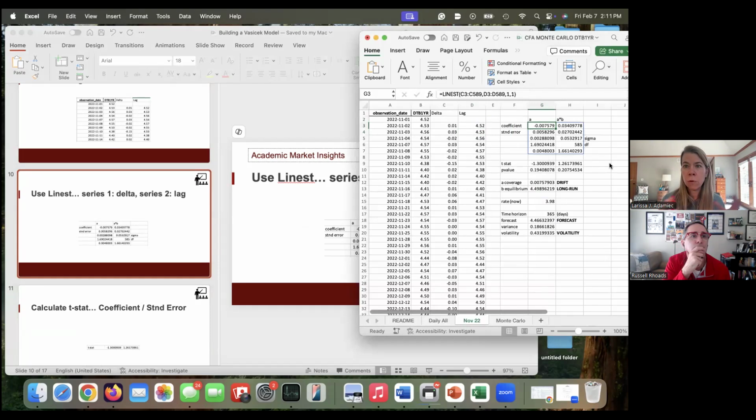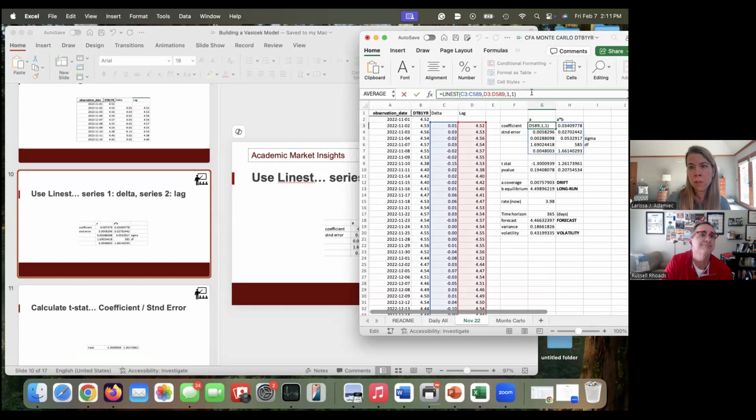If you're not familiar with working with this type of functionality in Excel, it can be a little bit tricky. But in the LINEST function, our first data series is going to be our delta, and our second data series is going to be the lag. And I'm drawing a blank on the 1 and 1, but those are requirements for Excel. Again, I apologize, I'm drawing a blank. Are those for lag or lead or lag? It should be right here. I think that's maybe what that's for.